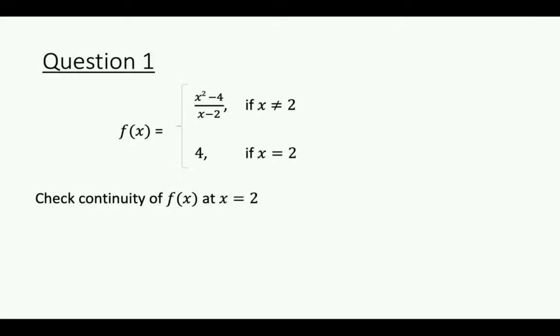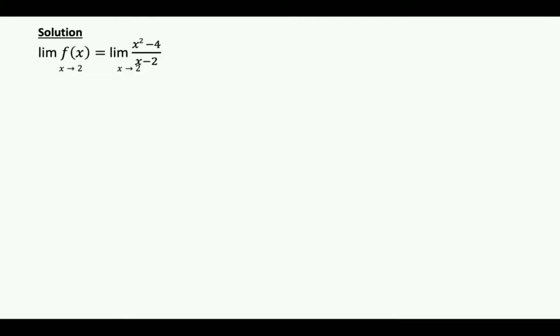Question 1. f(x) equal to (x square minus 4) upon (x minus 2) at x not equal to 2 and f(x) equal to 4 at x equal to 2. Check continuity of f(x) at x equal to 2. Here, first we will find out the limit.